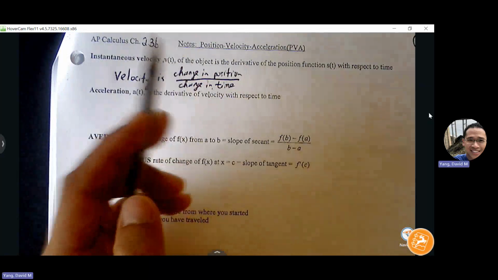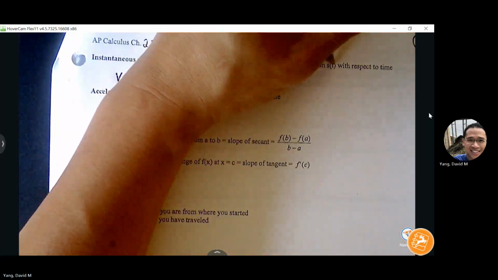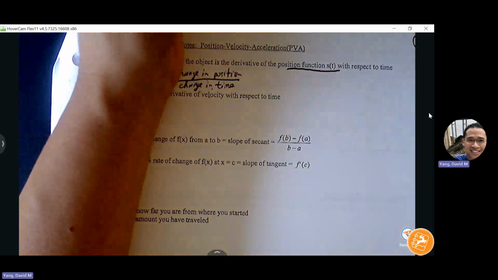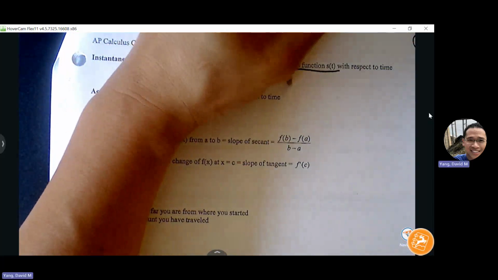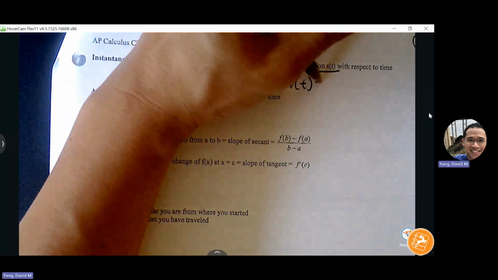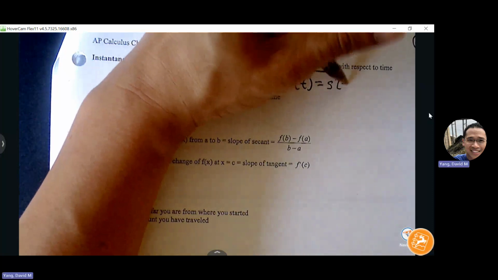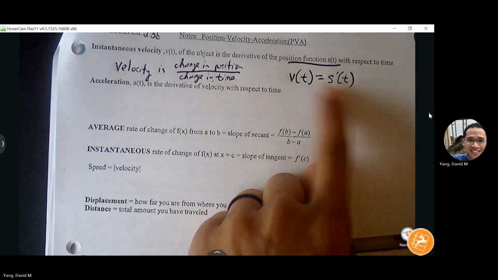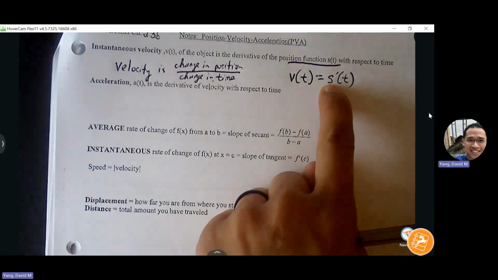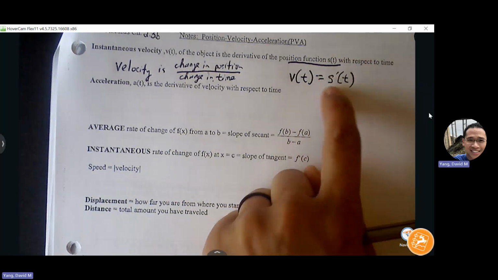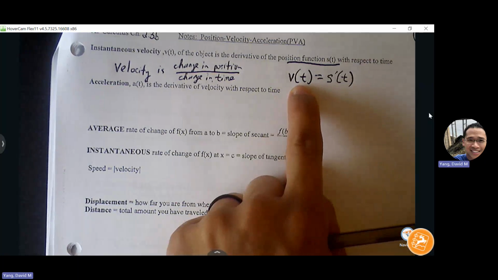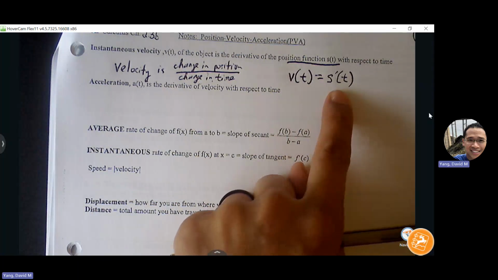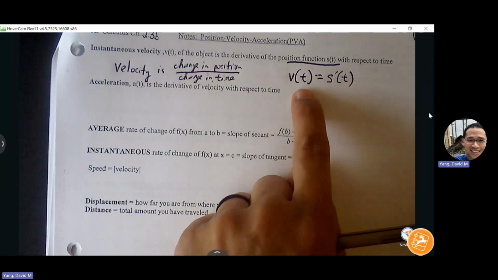If we think of position as the original function, then velocity is the derivative, or s prime, the rate of change of position. So s prime is just the derivative of position, and then we like to use v of t to represent it. So they mean the same thing. If you see s prime, it means velocity, and you can also use v to represent that first derivative.